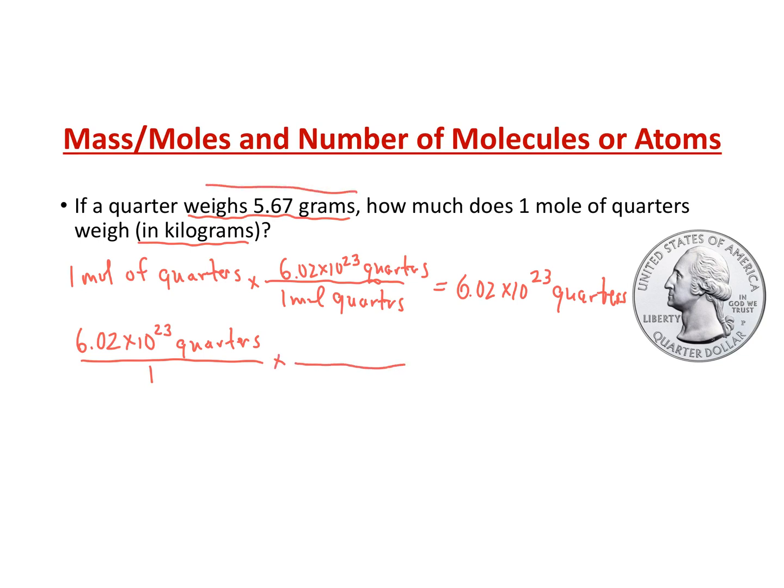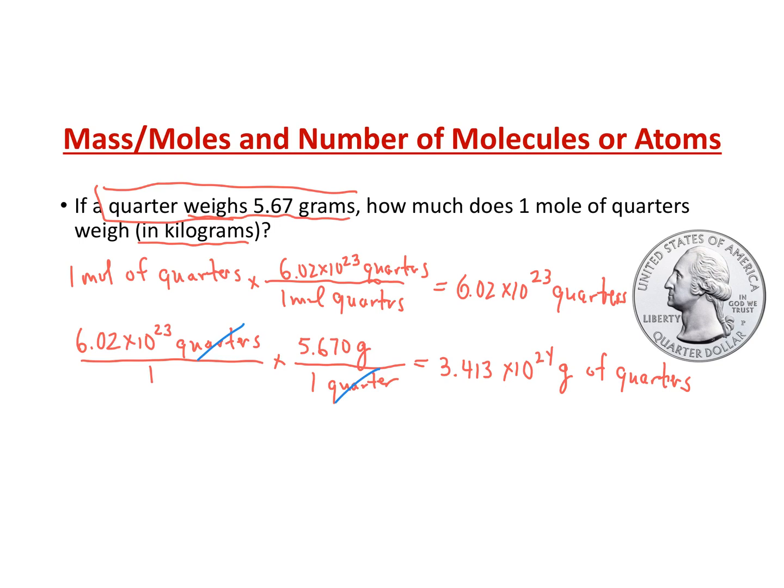I can use this in my next conversion because I want to go from quarters to mass. Well, I know that 5.67 grams per 1 quarter is going to give me 3.413 times 10 to the 24th grams of quarters. I've converted from quarters. Those units cancel out, and I'm left with the units that I'm looking for, units of grams.